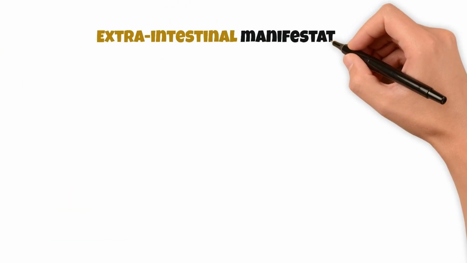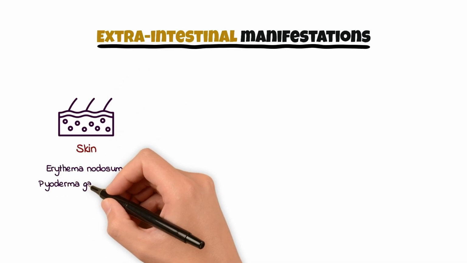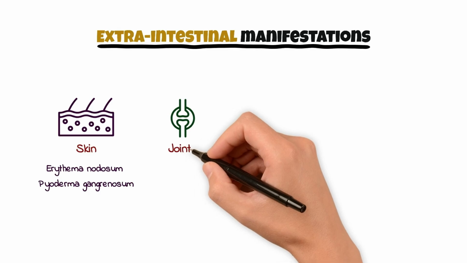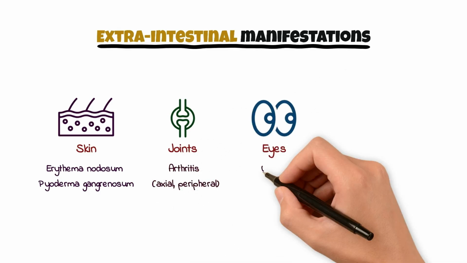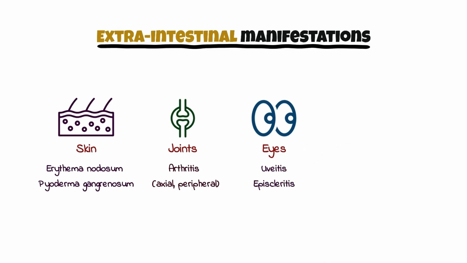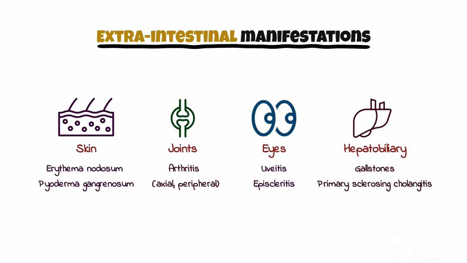Extra-intestinal manifestations include skin: erythema nodosum, pyoderma gangrenosum; joints: arthritis, axial and peripheral; eyes: uveitis, episcleritis; and hepatobiliary. This includes gallstones and primary sclerosing cholangitis. This is less common in Crohn's than ulcerative colitis.